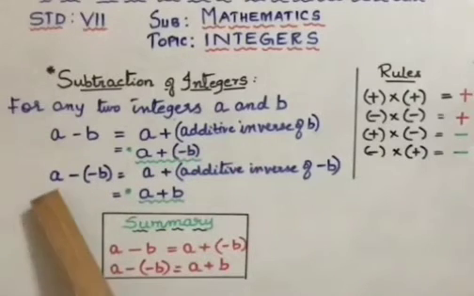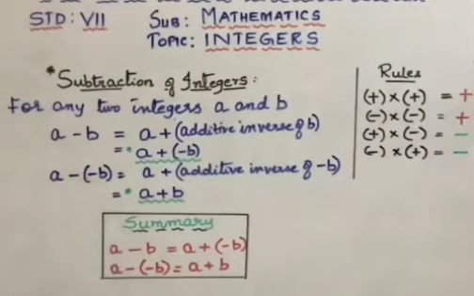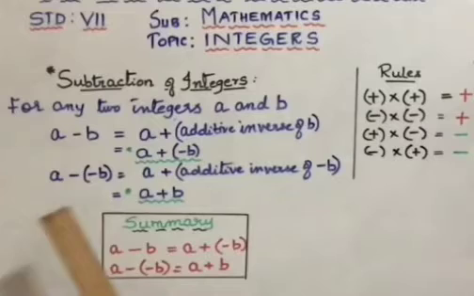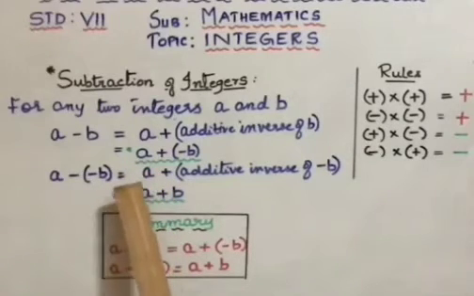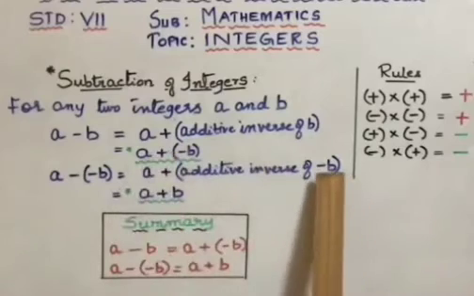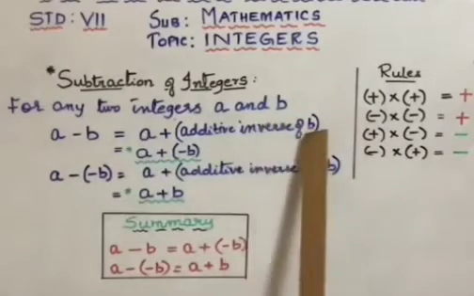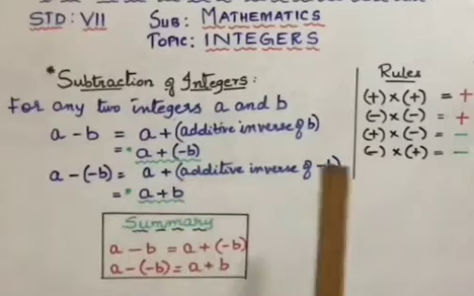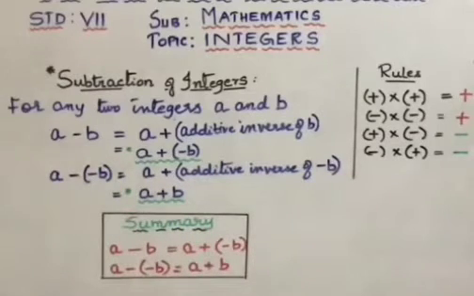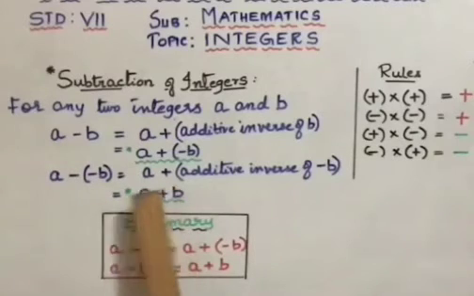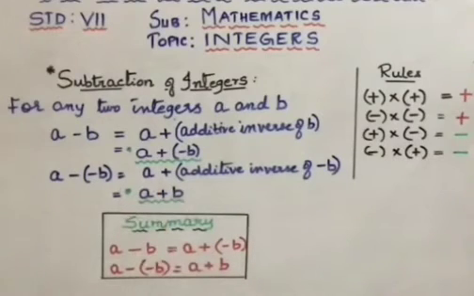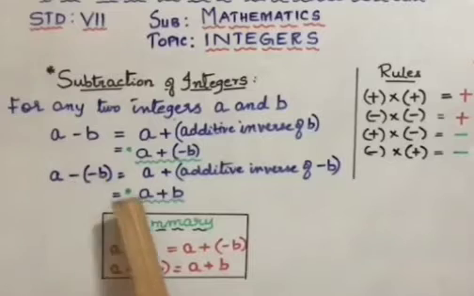Second case, a minus of minus b. In this case, we are subtracting a negative integer. So the rule is a plus additive inverse of negative b. In the first case, it is the additive inverse of positive b because we are subtracting a positive integer. In the second case, a plus additive inverse of negative b, since we are subtracting a negative integer. So that becomes a plus positive b. So a minus of minus b is a plus b.